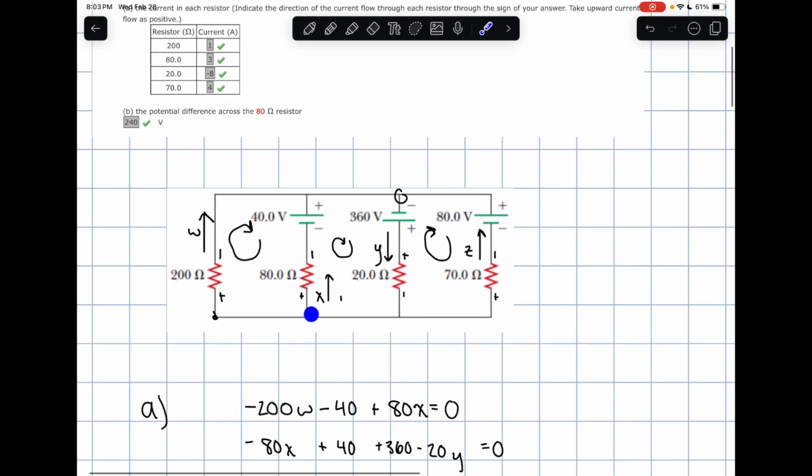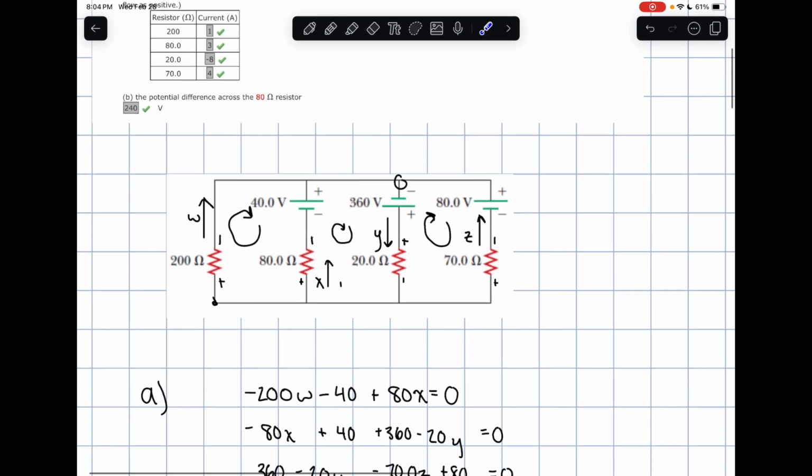We can start from this point right here, this time looking at the X current. We're going to come upon this 80 ohm resistor, go from the positive to negative potential, meaning we're going downhill and having a drop in energy, so minus 80 times X. This time, we're going from the negative terminal to the positive terminal, meaning we are going to gain energy, so we're going to add 40 this time.